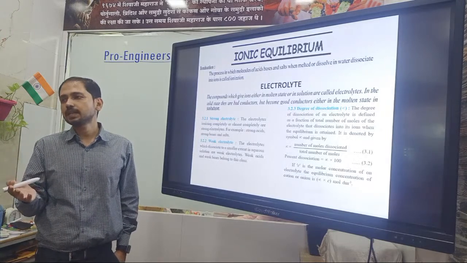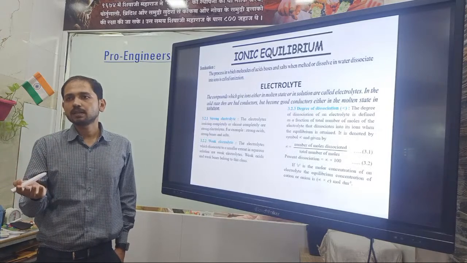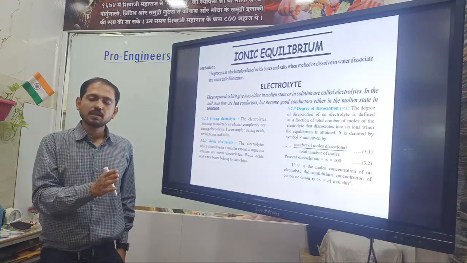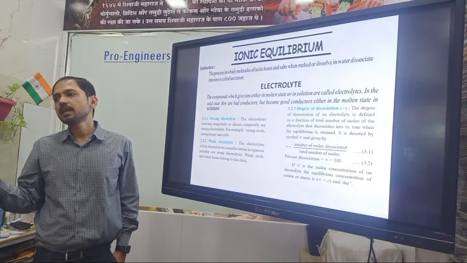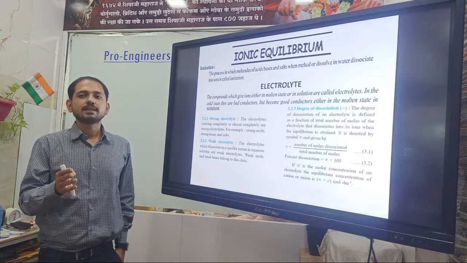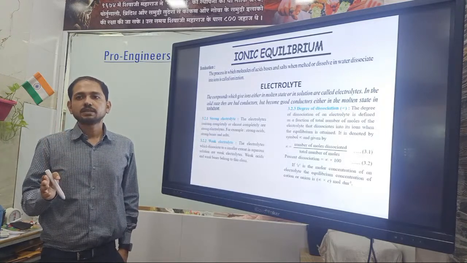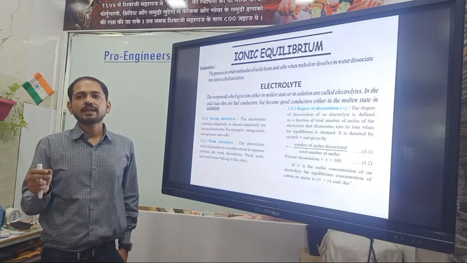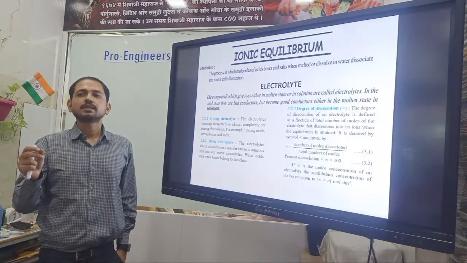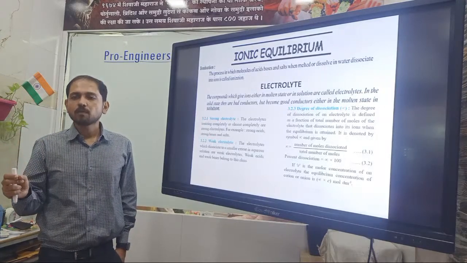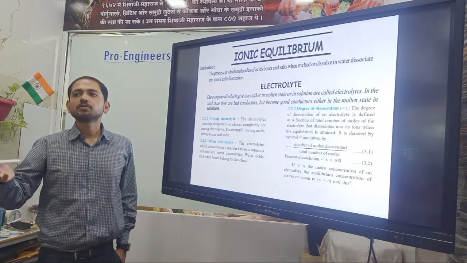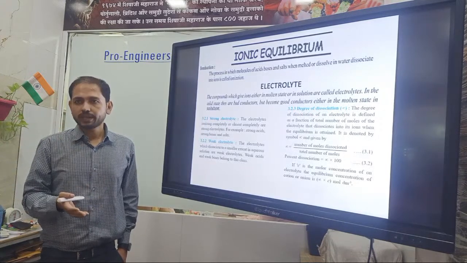If you take HCl and dissolve it in water, 100% dissociation occurs. All the HCl molecules dissociate and give us H+ and Cl-. But this 100% dissociation does not occur in the case of weak acids and weak bases. That's why they are considered weak electrolytes. The number of ions produced in the solution will be less in the case of weak electrolytes.